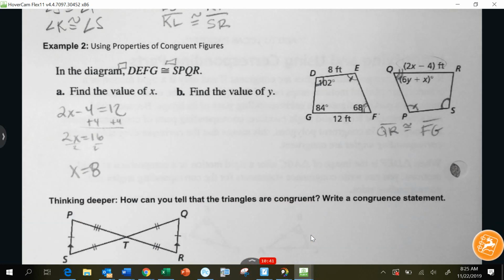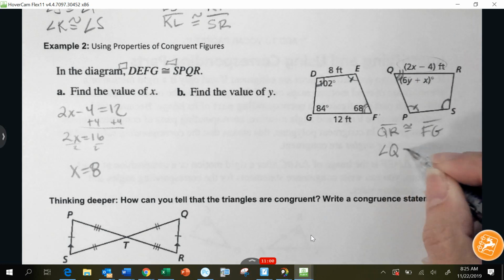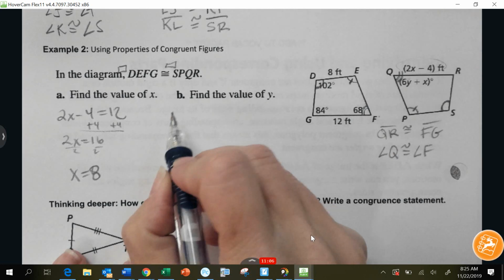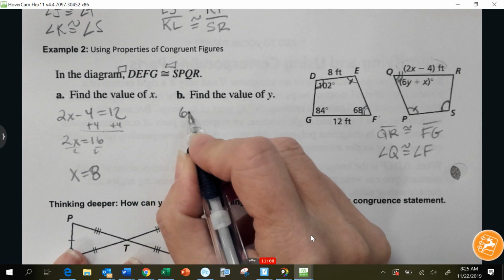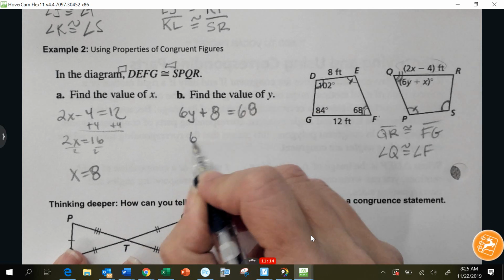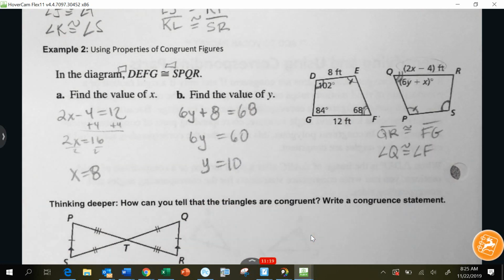Now we have to find the value for y. So I'm going to go back to looking at angle Q that has a y in it, but it also has an x in it. What do you think I should probably do? I should probably plug in the x, and then what will Q correspond to? Angle Q is corresponding to what? Angle F. So I'm going to have it equal 68. So we'll have 6y plus 8 equals 68. Then I get 10. Oh, yes, sorry.